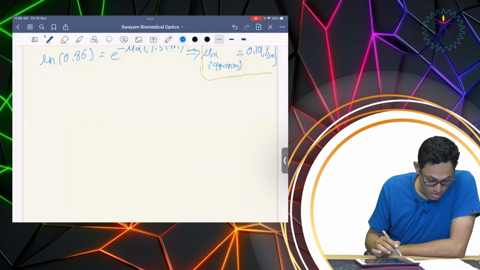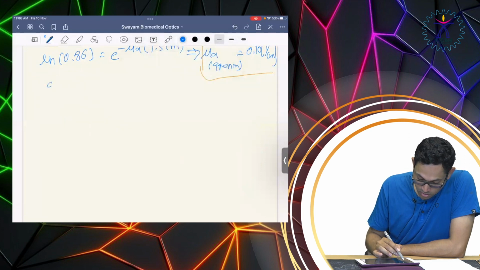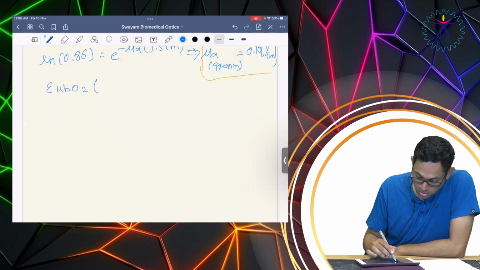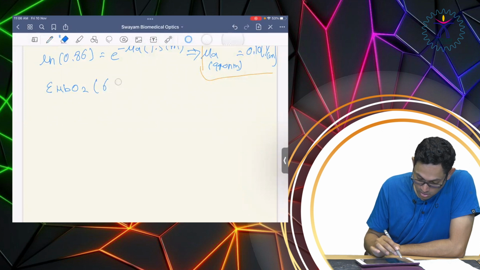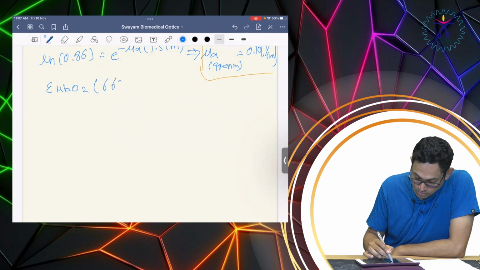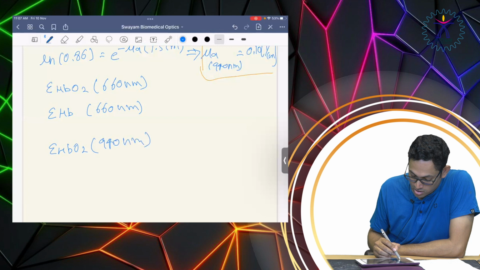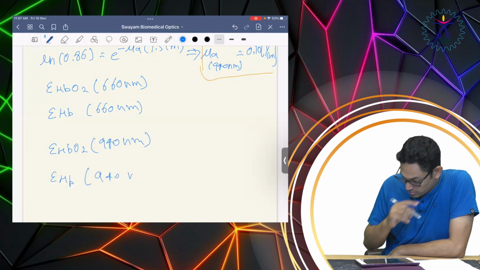epsilon of HbO2 at 660 nanometers, sorry, epsilon of Hb at 660 nanometers. So we need to find this from the graph, epsilon of HbO2 again at 940 nanometers and epsilon of Hb at 940 nanometers. Okay, so what are these values?